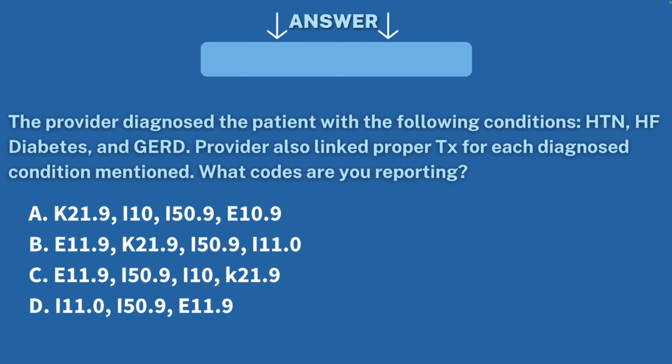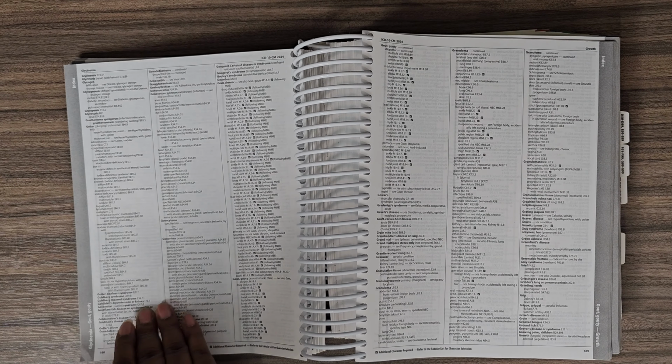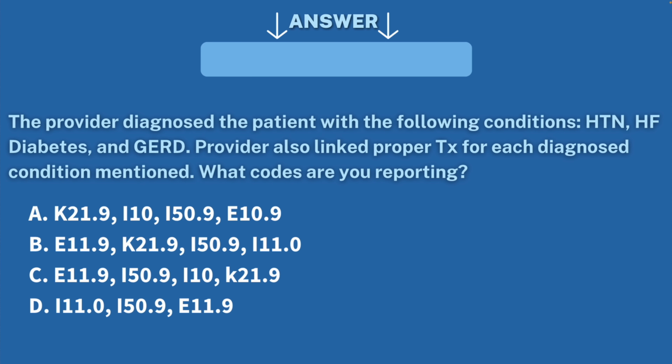Now we must look at GERD. There we go, GERD. The code is K21.9. So what answer choice are you coding? Are you coding B or C? And the answer is D.